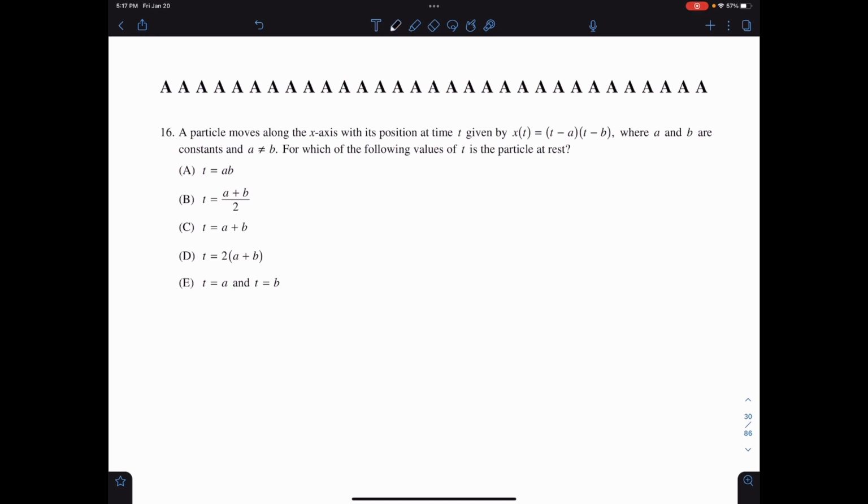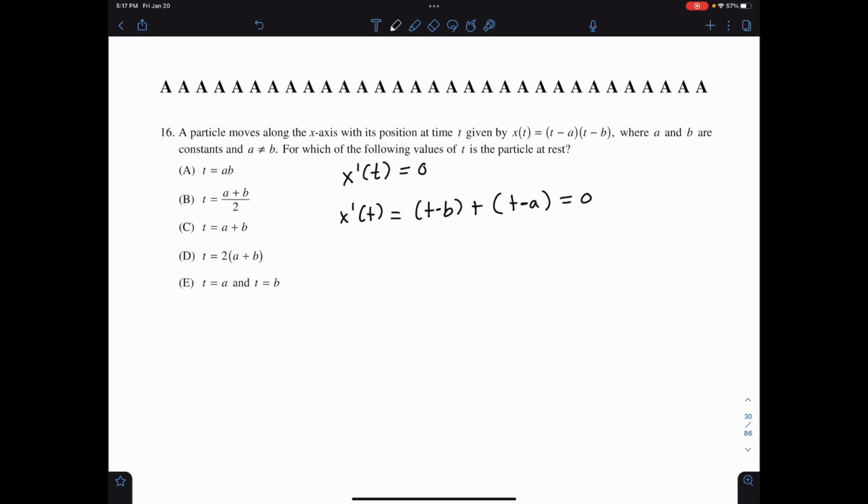So for the particle to be at rest, it means that it's not moving. So x prime of t, the derivative of x of t, needs to be equal to 0. To solve for this derivative, we have the product of two values, so we're going to use the product rule. So x prime of t is the derivative of the first, the derivative of t minus a, which just happens to be 1, times t minus b, plus t minus a times the derivative of the second, which is just 1. And we set this equal to 0.